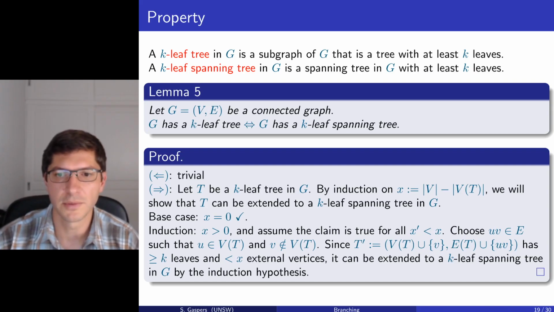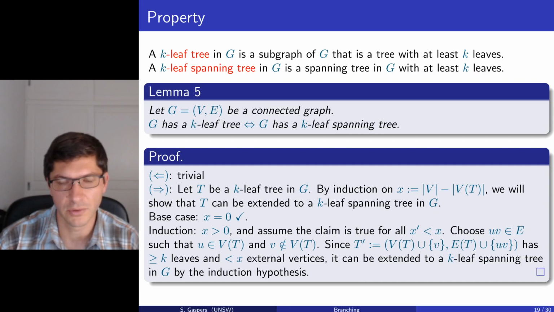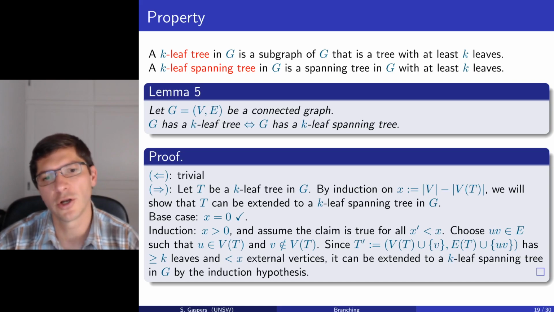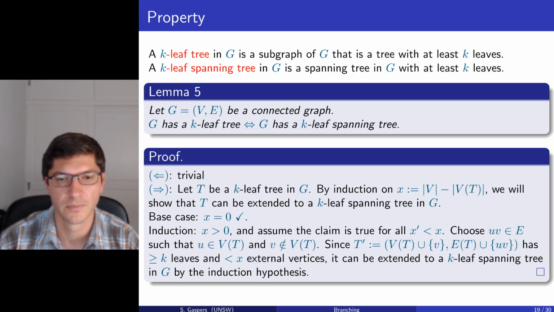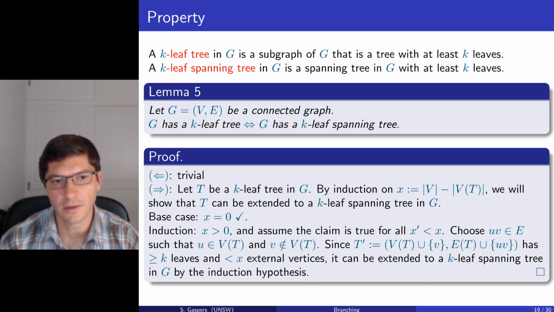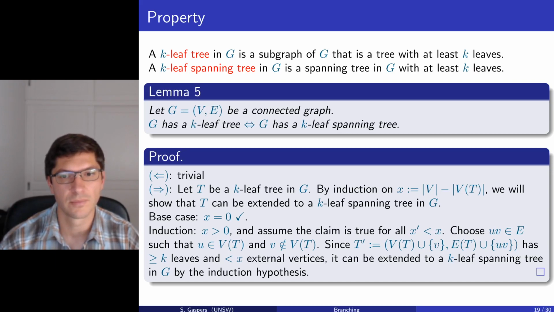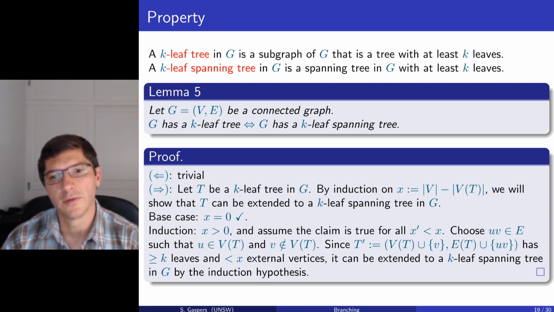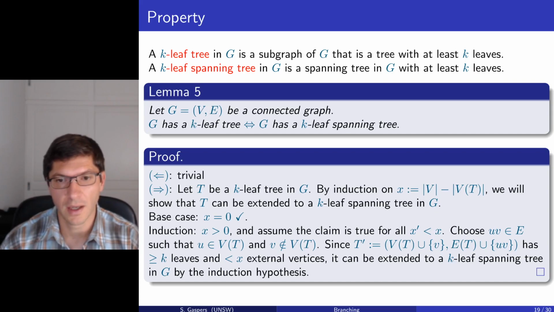What we're going to do is choose one edge such that one endpoint is in the tree and the other endpoint is not in the tree. Now we take our k-leaf tree, and all we do is add this edge. So now we reach one more vertex, that's clear. So x decreases by 1. What happens to the number of leaves? The new vertex that we added is a leaf now.